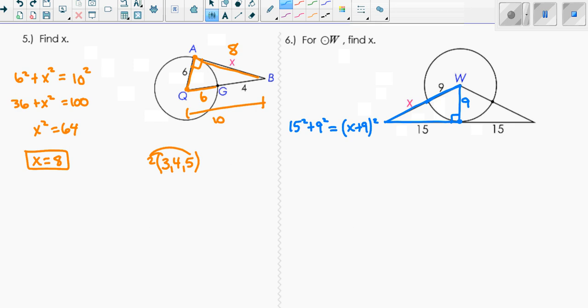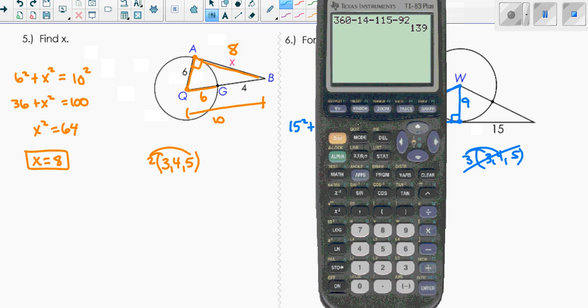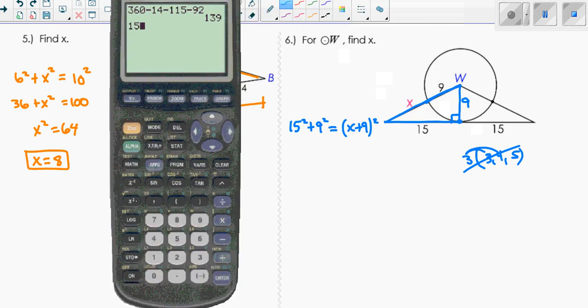Okay, in terms of Pythagorean triples, this is none of them, since 3, 4, 5, 3 times 3, and then 4 times 3 is 12, not 15. Okay, so if you think about a 3, 4, 5, if you multiplied it by 3, you'd get your 9, but 3 times 4 is 12, not 15, so that doesn't work. Alright, so I am going to take 15 squared plus 9 squared. I get 306, equals x plus 9 squared.